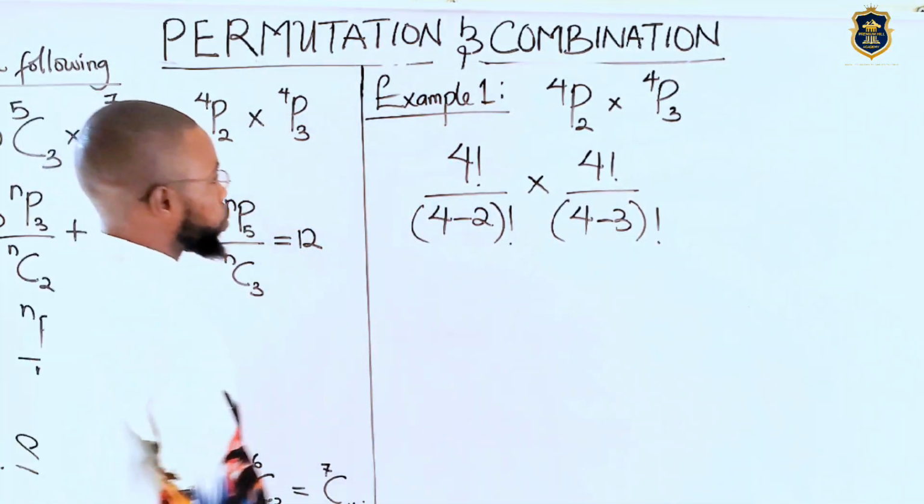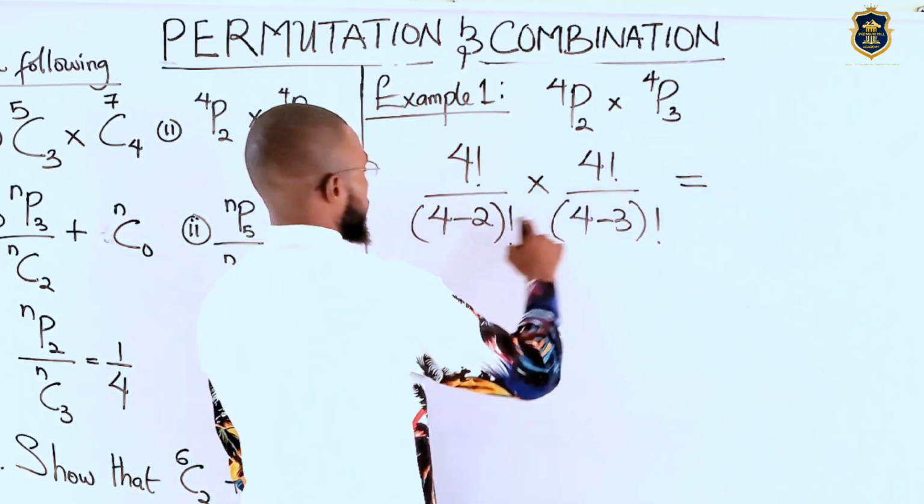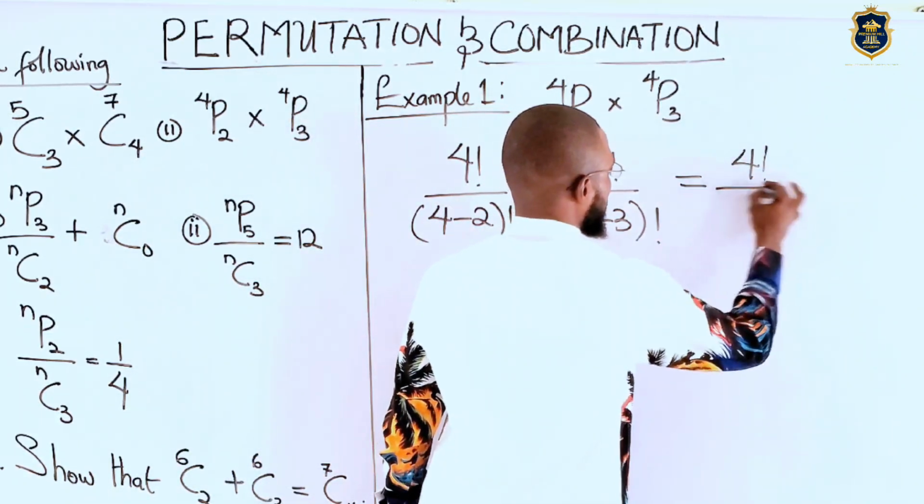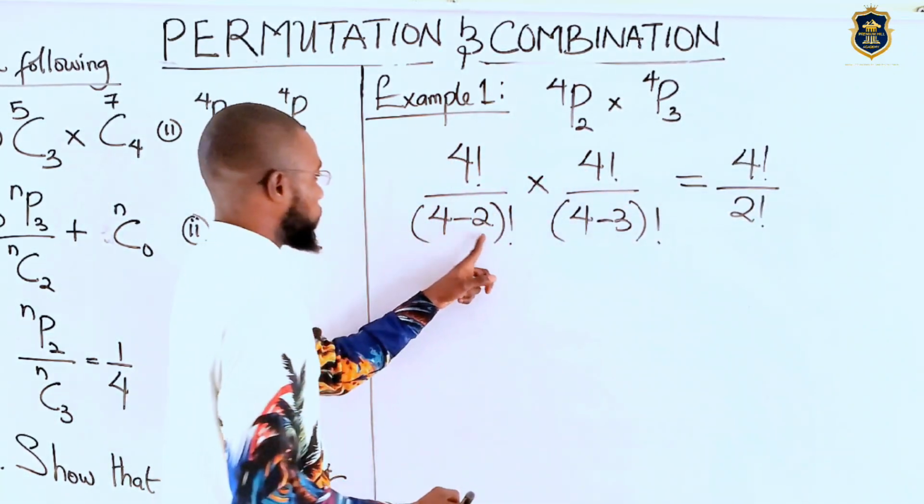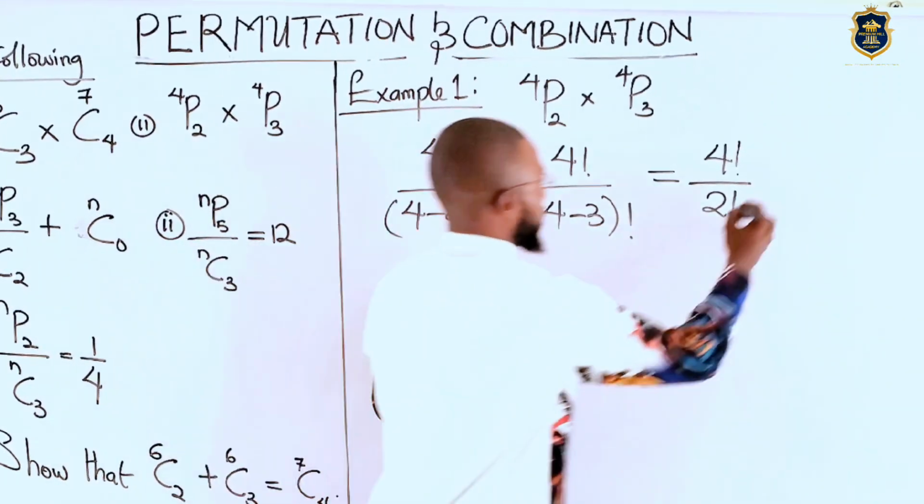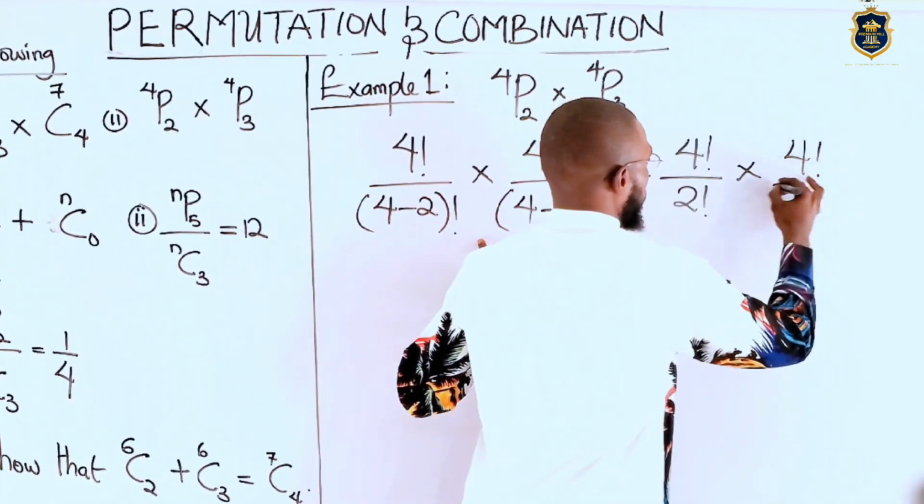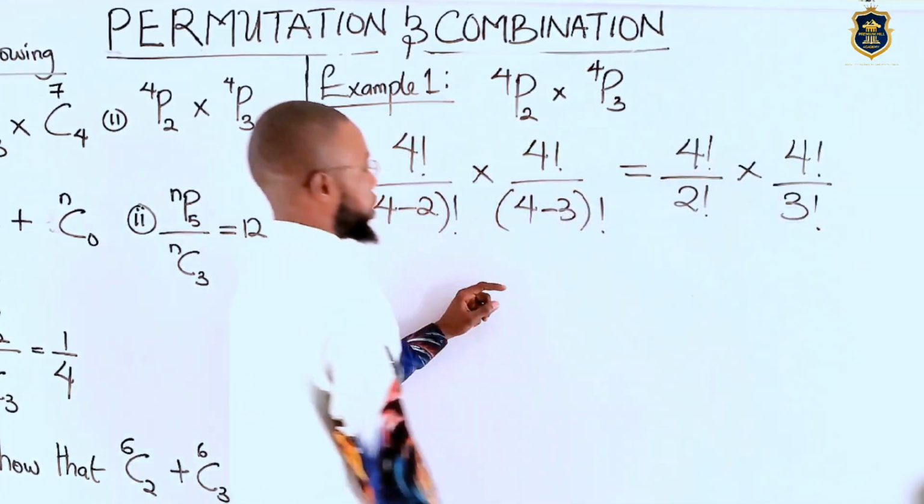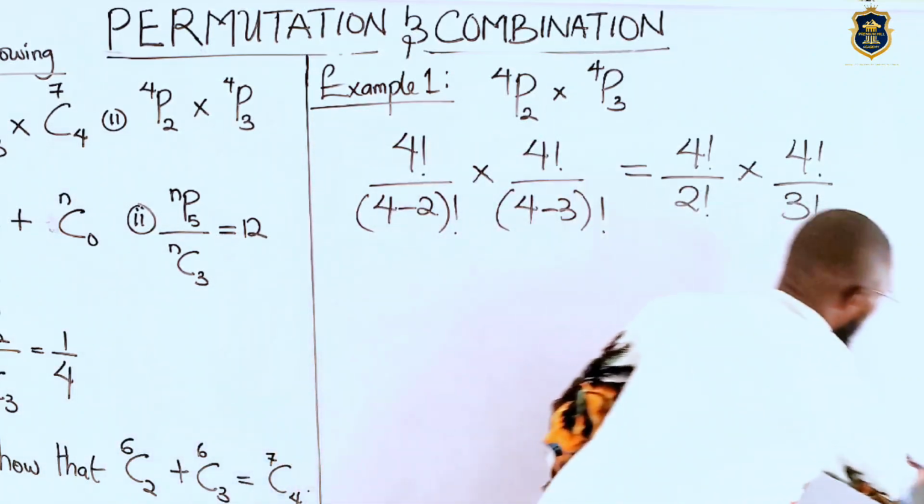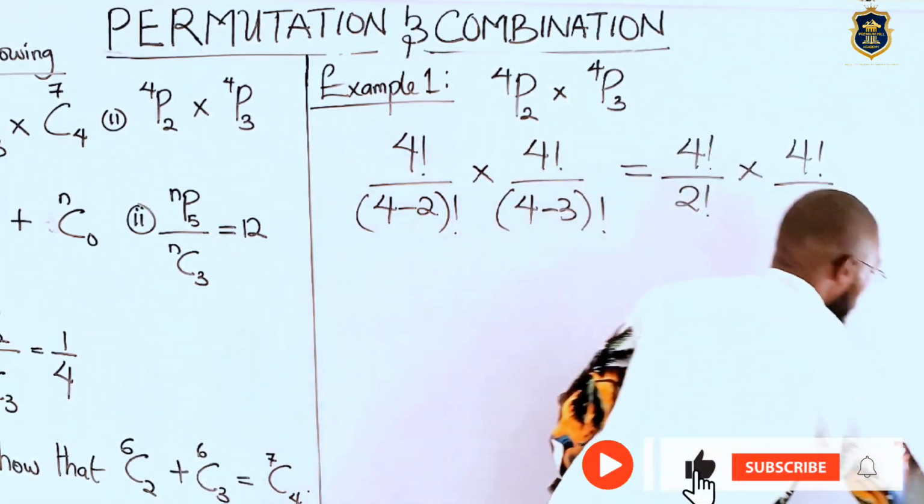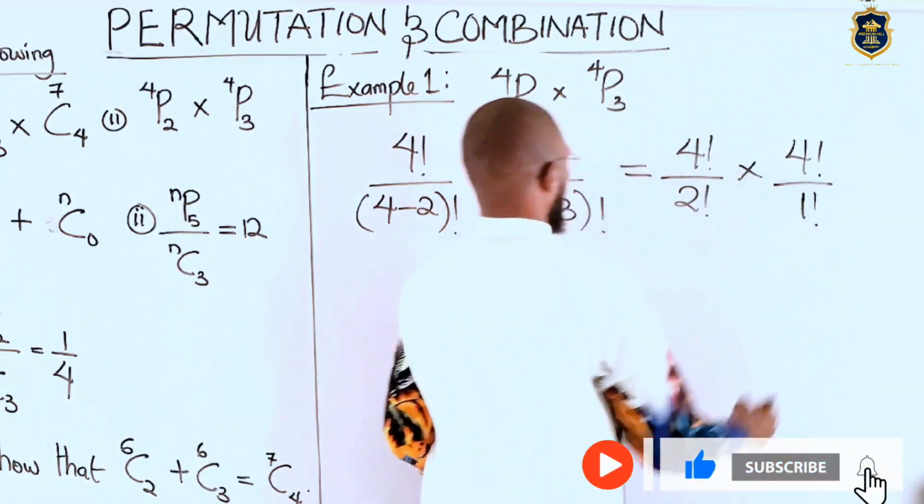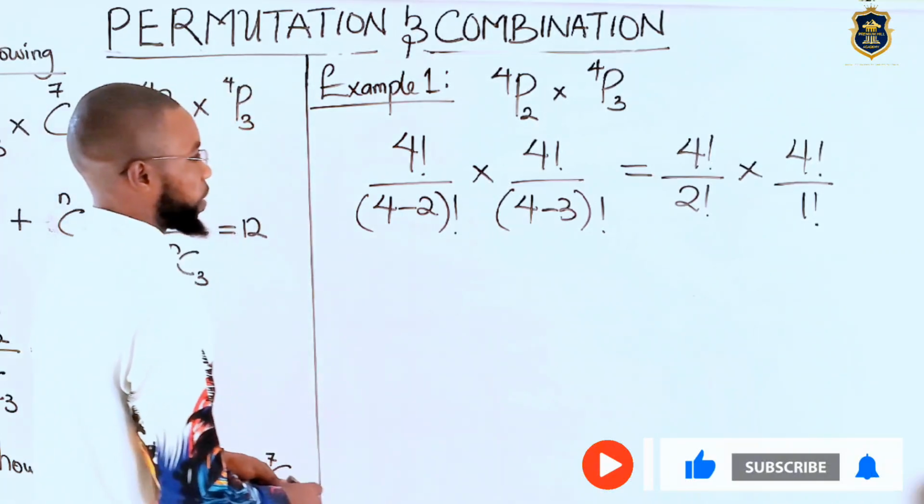So in getting on with this, what do we do? It is simply 4 factorial over 2 factorial, because 4 minus 2 is 2, then factorial, times 4 factorial over 1 factorial, not 3. 4 minus 3 is 1, please. It's 1 factorial. All right, so how do we simplify that?